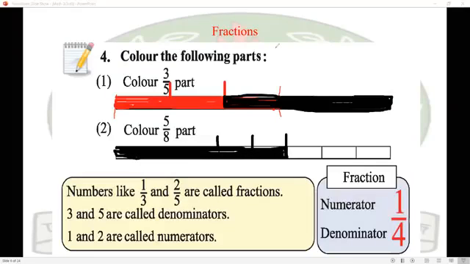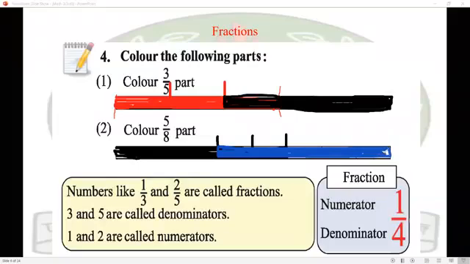Another student chooses, no, I will color it blue. So he can choose from here to here. This is also 5 part of 8. So it will be 5 of 8 parts. He can choose this color. So anyone can choose this way.